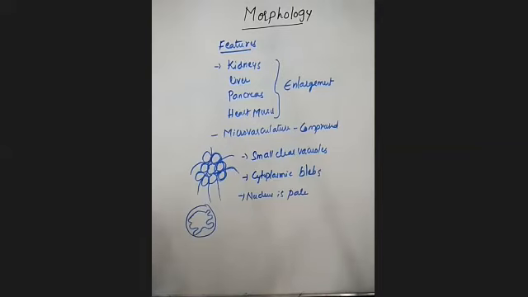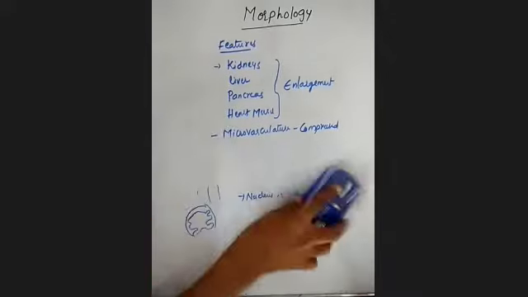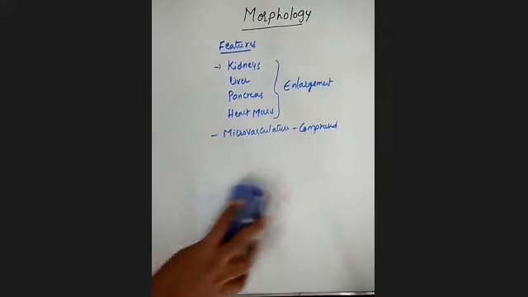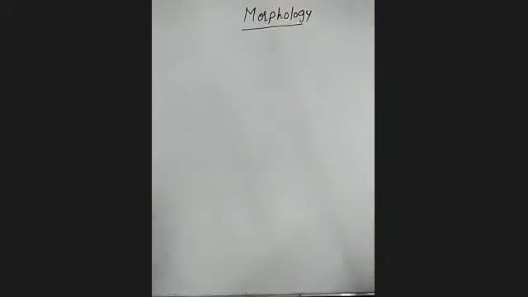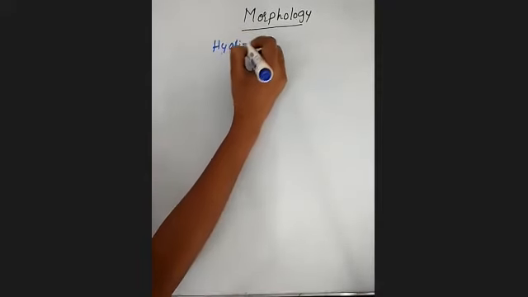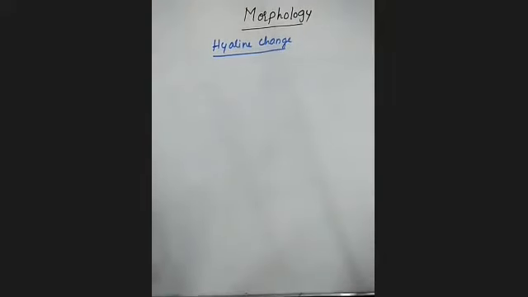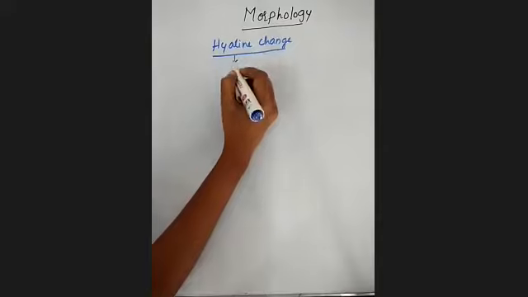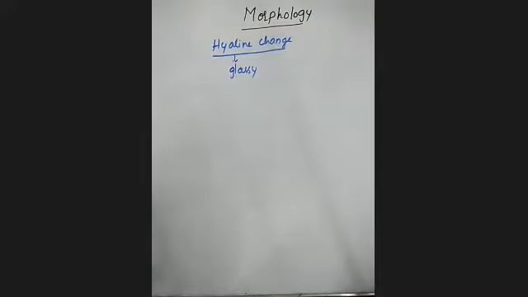So these are some morphological features because of this hydropic change in case of reversible cell injury. Okay, next we'll see regarding hyaline change. If you see this hyaline, the meaning of hyaline is glassy. Hyaline means which is glassy in appearance.